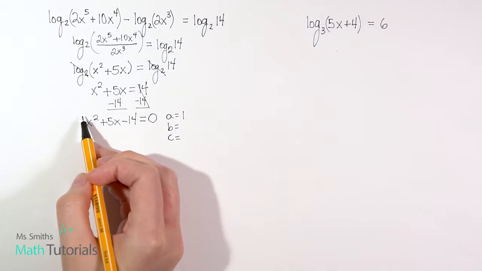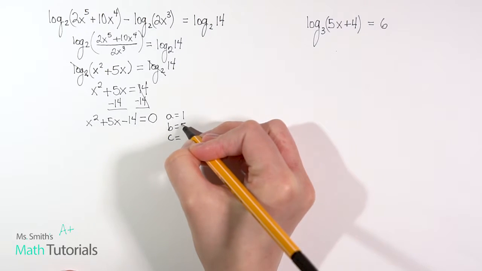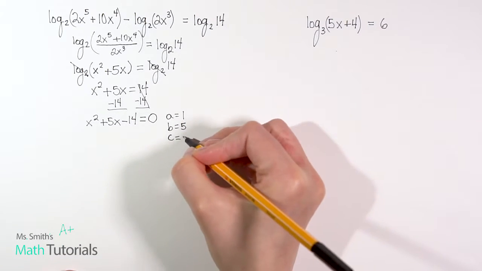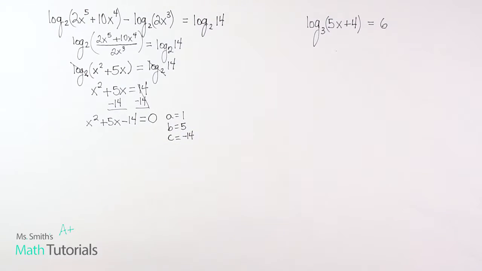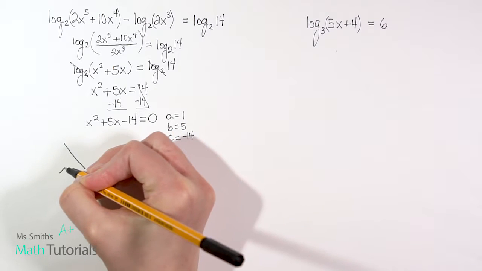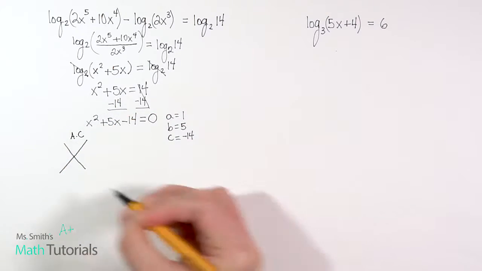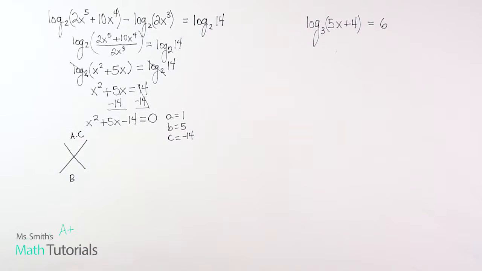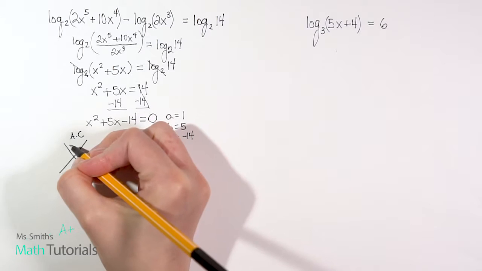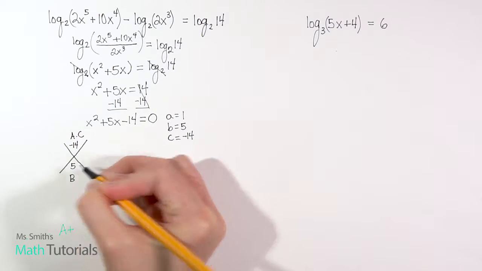There's an understood 1 out here. My b would be a 5, right there, positive 5. And my c would be a negative 14. So remember, we build our big X, and our a times c goes at the top, our b goes at the bottom. So our a times our c is a negative 14, and our b is 5.